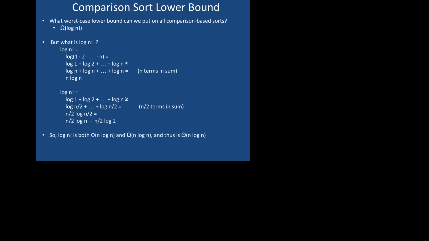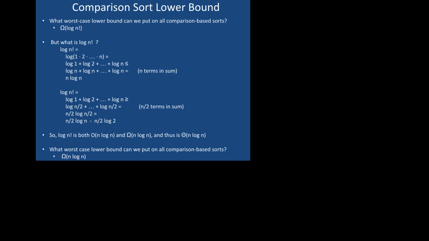But we basically find out that log of n factorial is bounded above by an n log n function, and it's bounded below by an n log n function. So it's theta of n log n. So log of n factorial grows at the same rate as n log n. And for our sorting, it means that the lower bound for the worst case of comparison-based sorting is n log n. You can't do better. You can't find something that'll work in linear time if all you do are comparisons.